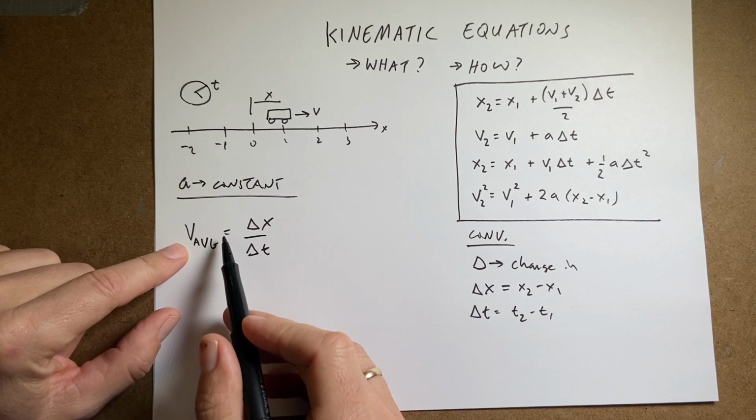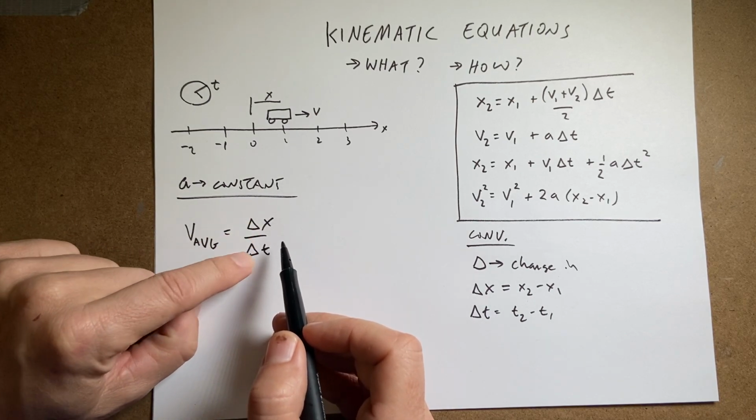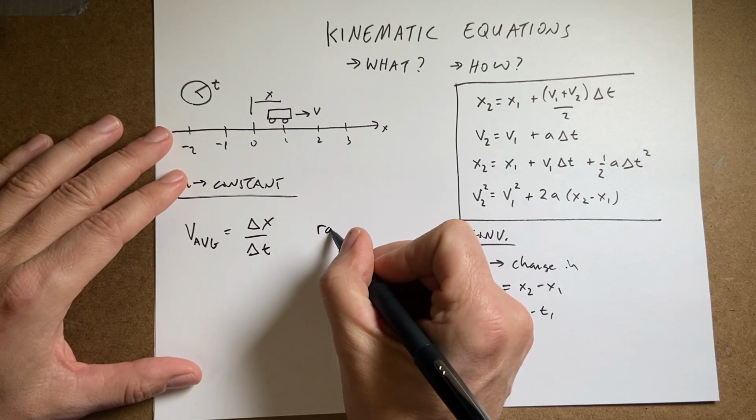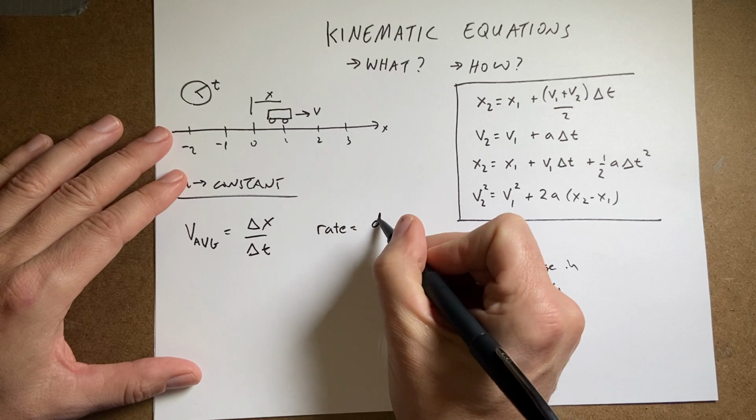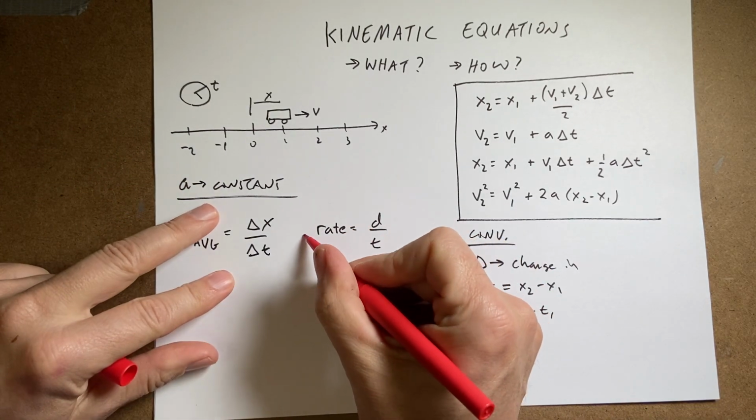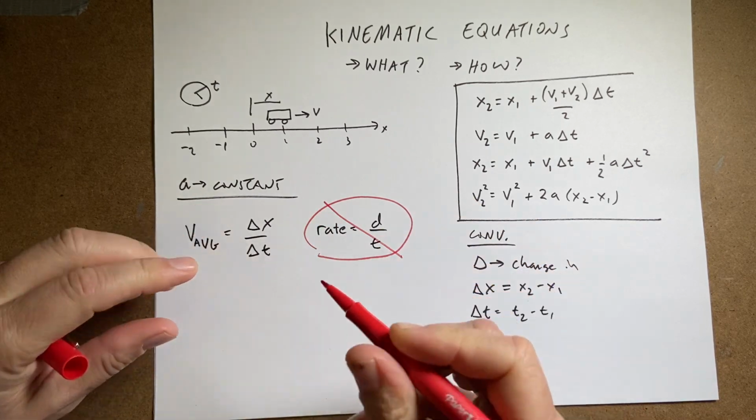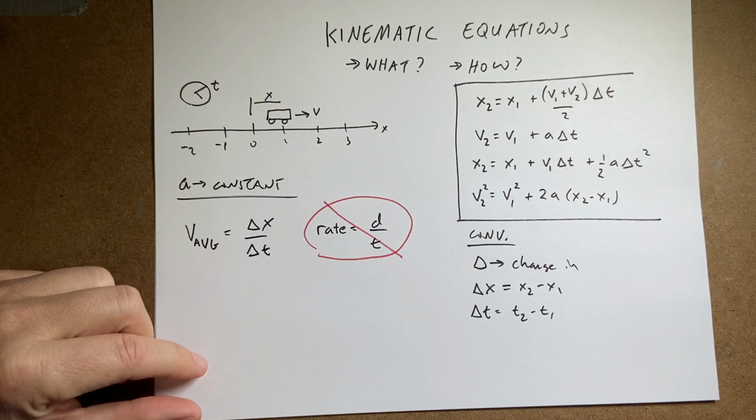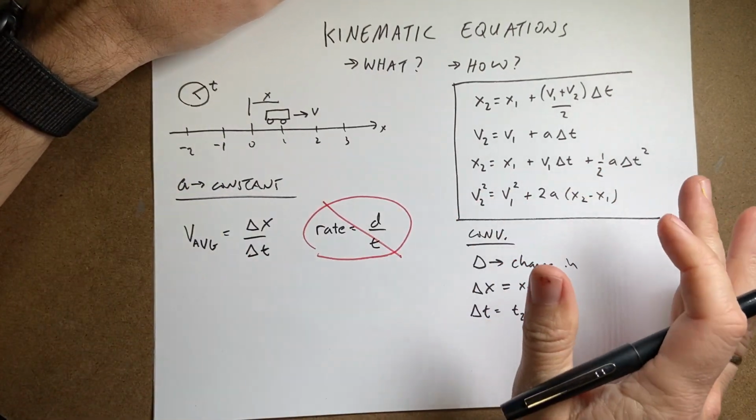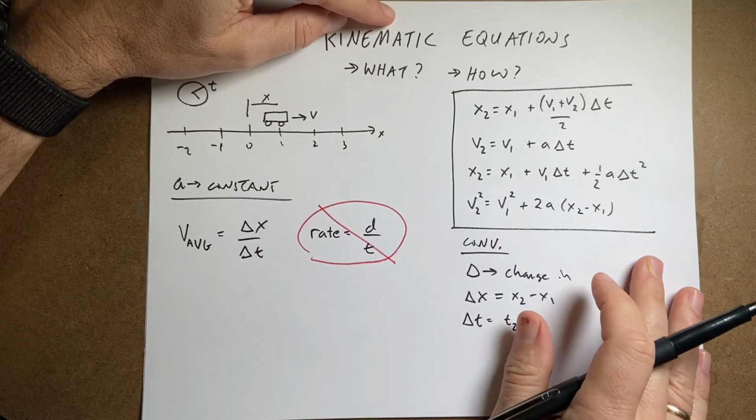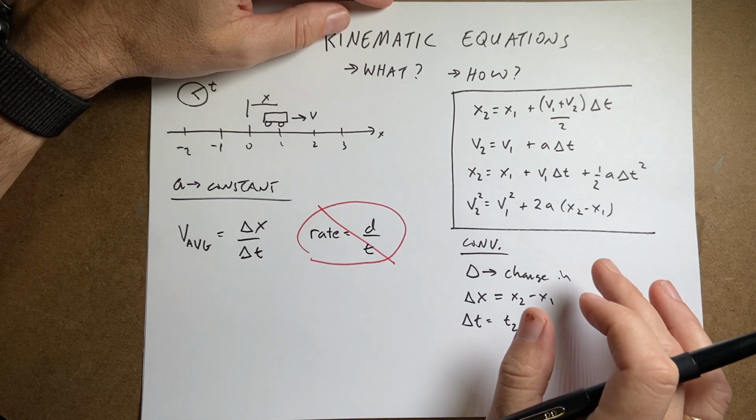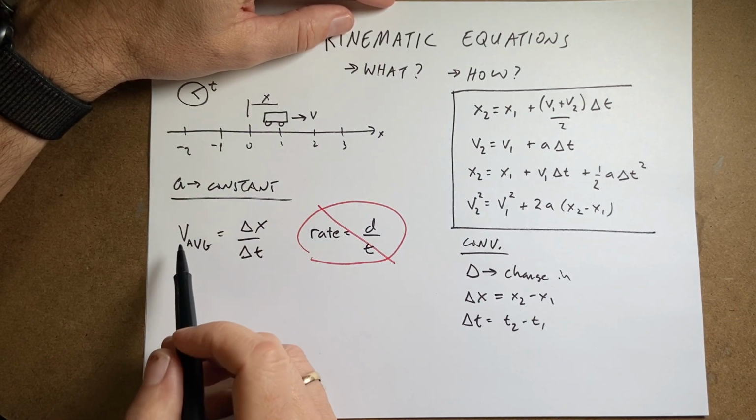So the average velocity in one dimension is the change in x divided by the change in time. You may say rate equals distance over time. This I'm going to put in a red circle because I see this a lot. Don't do that. Rate is not distance over time. There's a lot of problems with that. If you use this, you may get the right answer in some situations, but a lot of times you won't get the right answer. This is better. So that's the first definition.